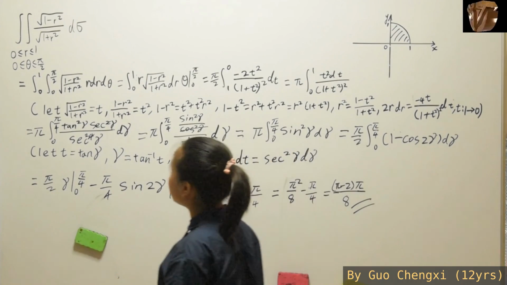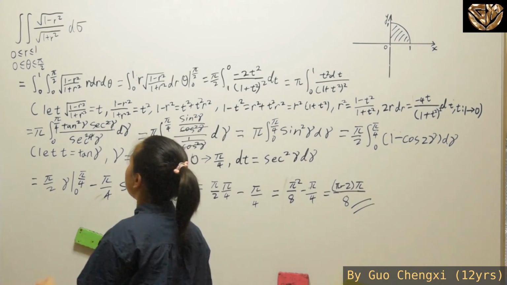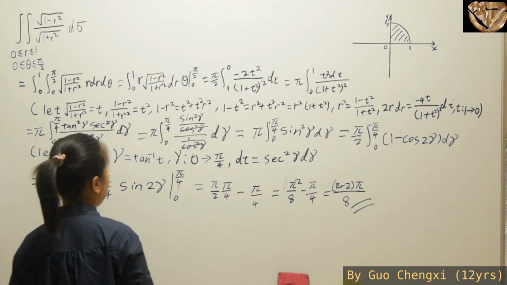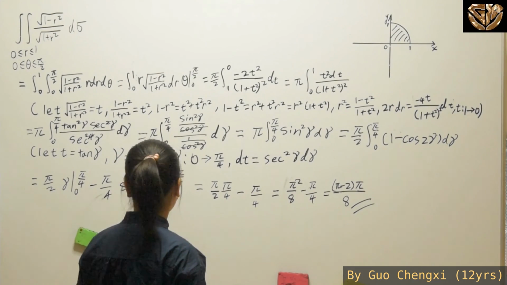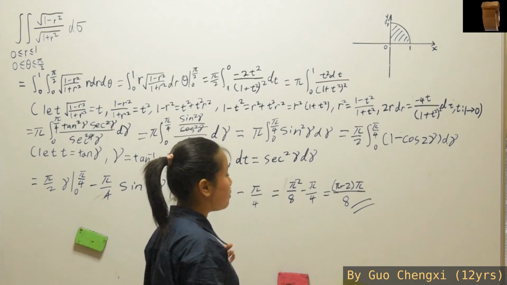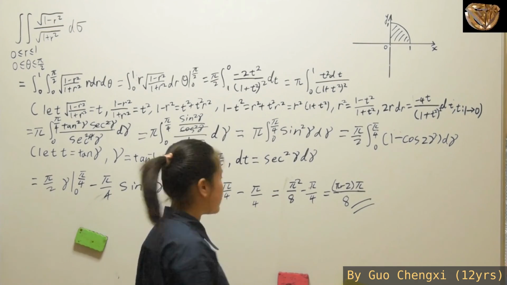So over here for this example, we mainly just use substitution twice. We also use the double angle formula for sine, and we integrated.